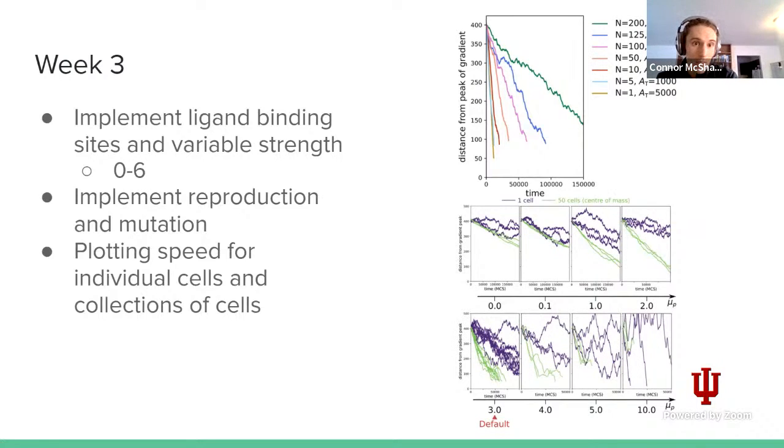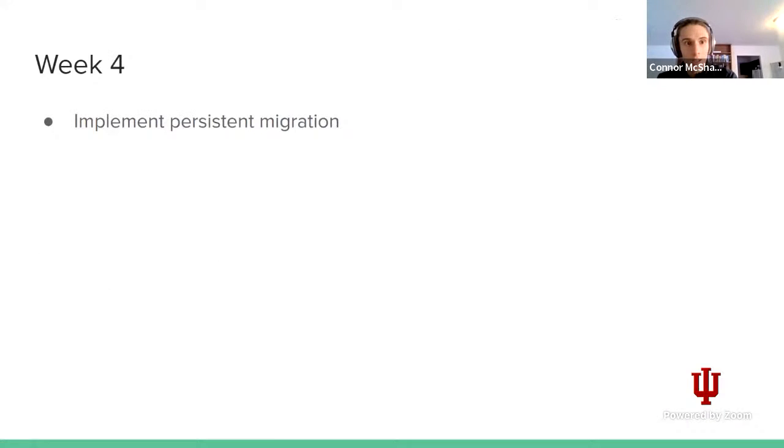Implement the ligand binding site, so this is our transition to multiple cells, reproduction and mutation, and then having graphs for the speed for the individual cells into collections in the case that they make aggregates. And for the last week, implement persistent migration, and this would be where that would leave us where we can start playing around with anything that's different about the model and adding in some extra details.